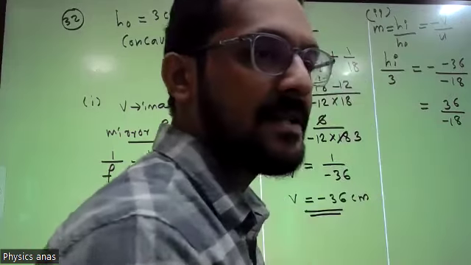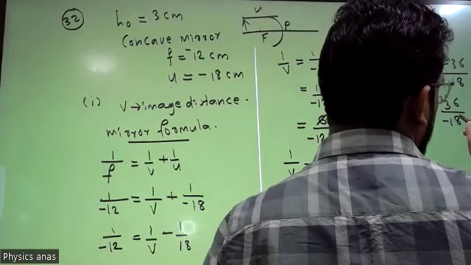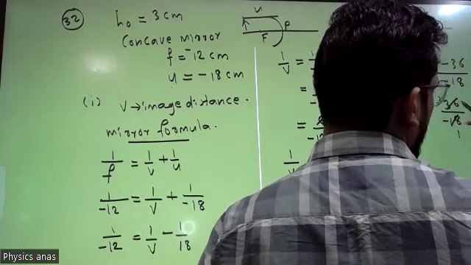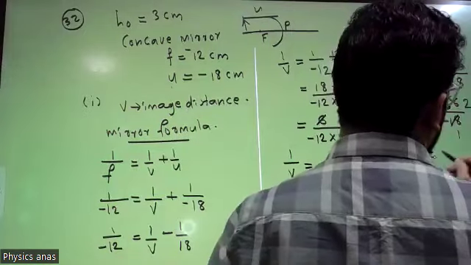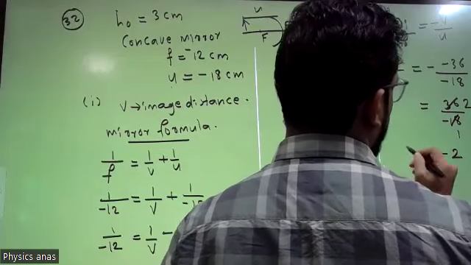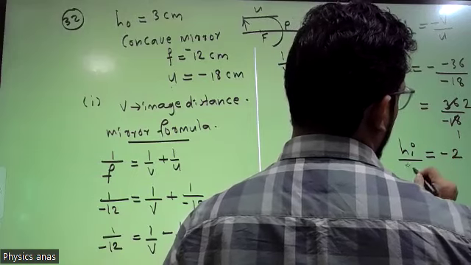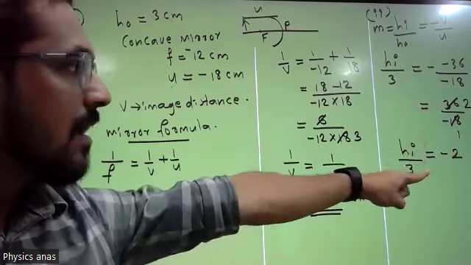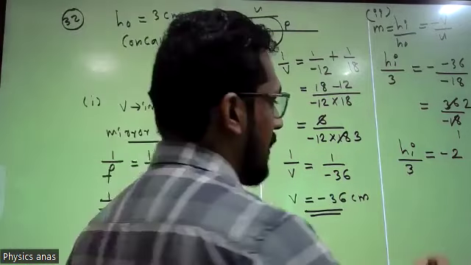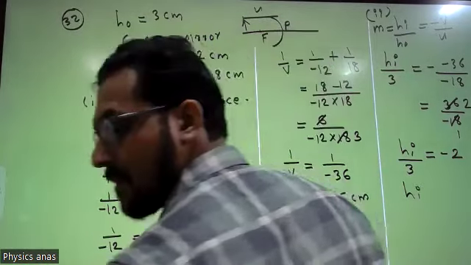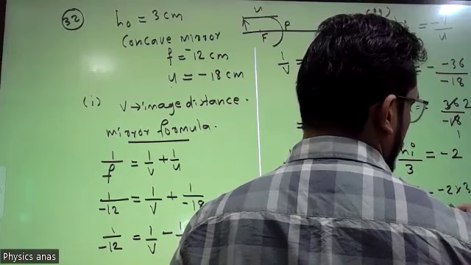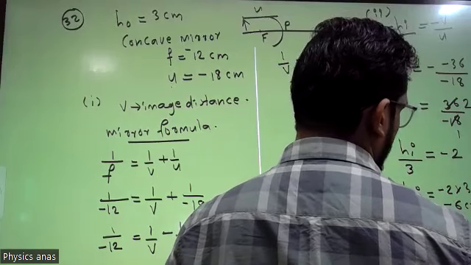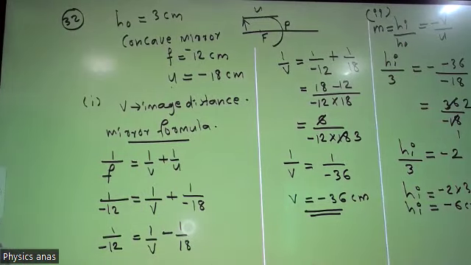What is 36 by minus 18? 36 divided by 18 is 2, so minus 2. That means minus 2 will be Hi by 3. Hi by 3 will be minus 2. Then Hi will be minus 2 into 3, which is minus 6 centimeter.